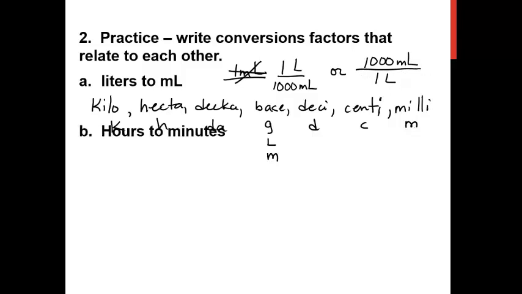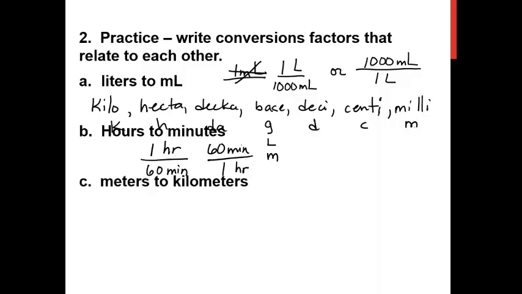We have hours to minutes. This is a common one. We know how many minutes are in an hour. We know that for every 1 hour we have 60 minutes. We just set that up as a fraction, and again that fraction bar is saying equals, or we could say 60 minutes is also equal to 1 hour. So we can set conversions up either way.